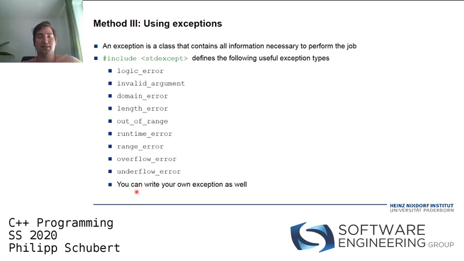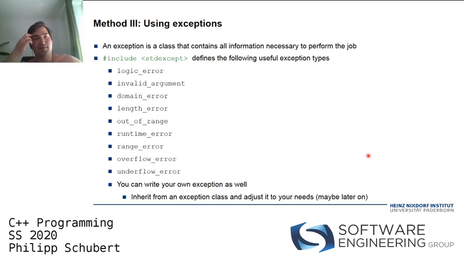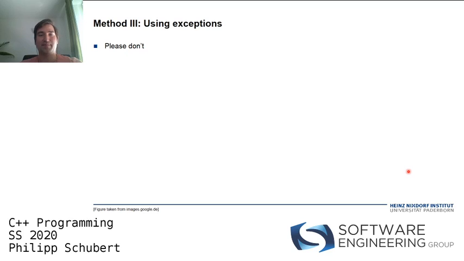You can also define your own exceptions. That's also possible. How you would do it is you would inherit from an existing exception class, and then you can adjust it to your needs. Maybe we will talk about that later on. Otherwise, I never really defined my own exception. I instead always used one of the standard ones. But you can do it. You can define your own things as well. It might be useful if you need to implement a larger library or a very domain specific thing. It depends on your purposes.